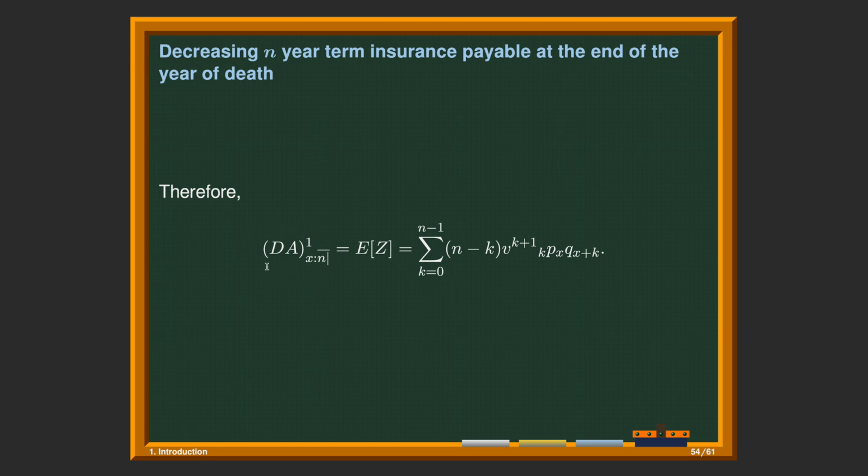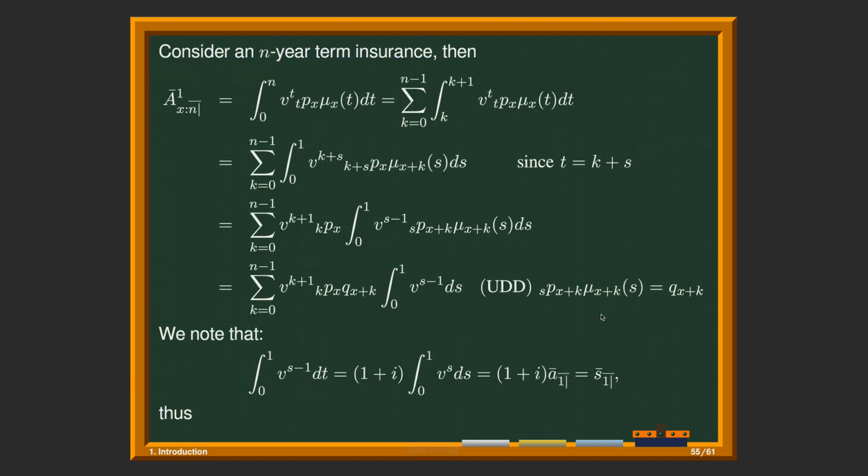The capital D again will tell that it's a decreasing annuity benefit and an n-year term. And then this would be the summation form. Okay? Okay.